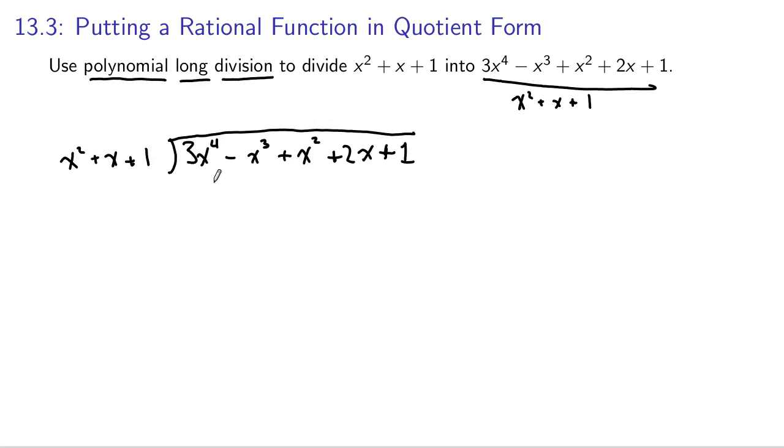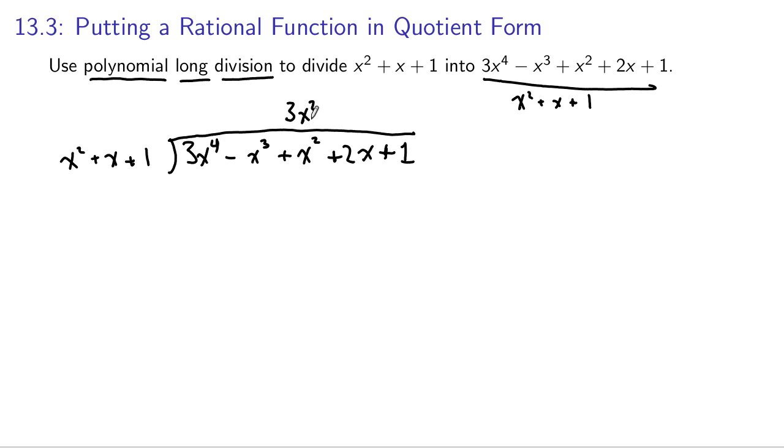So we write that denominator on the left, and the numerator goes inside. And now, just like with long division, we think, what do I need to multiply x squared by to get 3x to the fourth? The answer would be 3x squared to get x to the fourth. We write the 3x squared not on top of x to the fourth, but we keep the powers lined up. So we'll write 3x squared as the first part of our answer here.